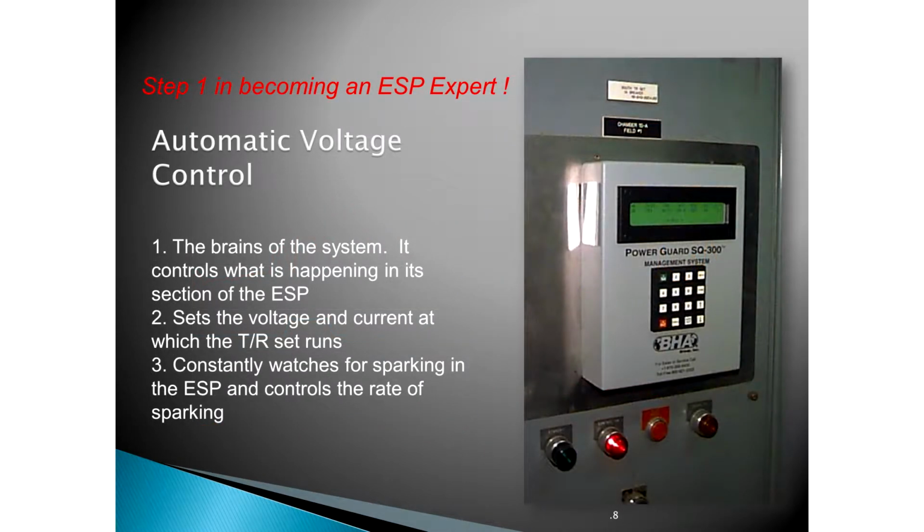As I said, the voltage control is the brains of the system. Each transformer has a voltage control. It looks to see if there's sparking. If it's sparking, control it. If there's no sparking, push the transformer to full tilt boogie.